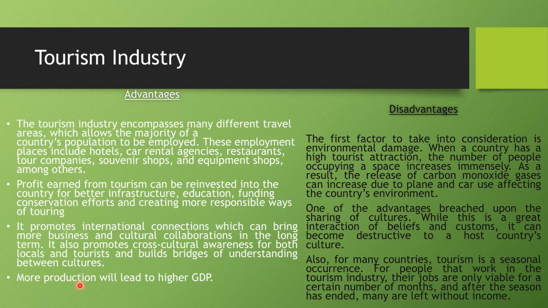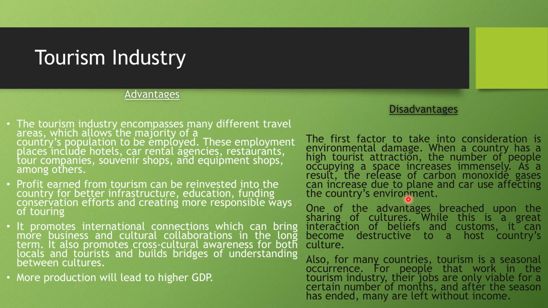More production will lead to higher GDP. Obviously, if the tourists are going to come into the country, the production of the country is going to increase. So obviously, more production means higher GDP in the country. And do remember that higher GDP means more economic growth. So yes, more economic growth is also going to occur in the country.